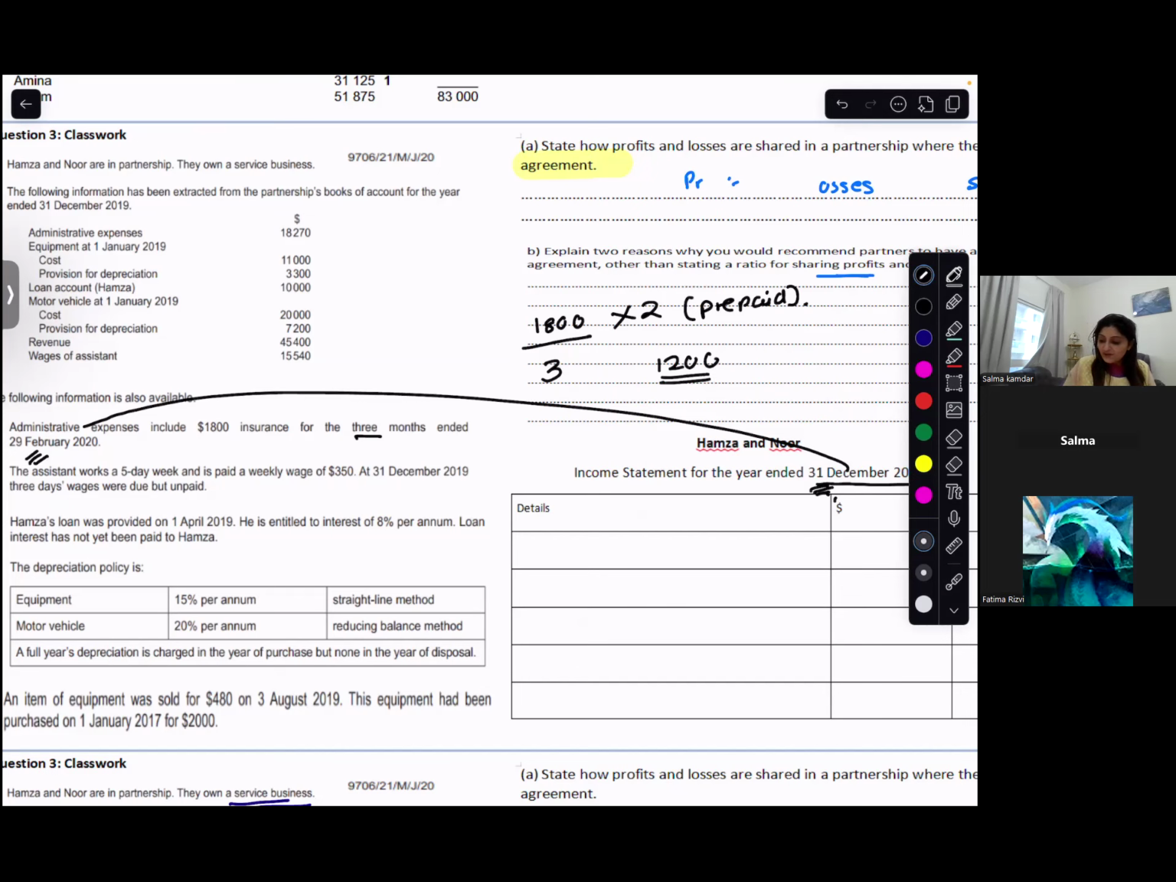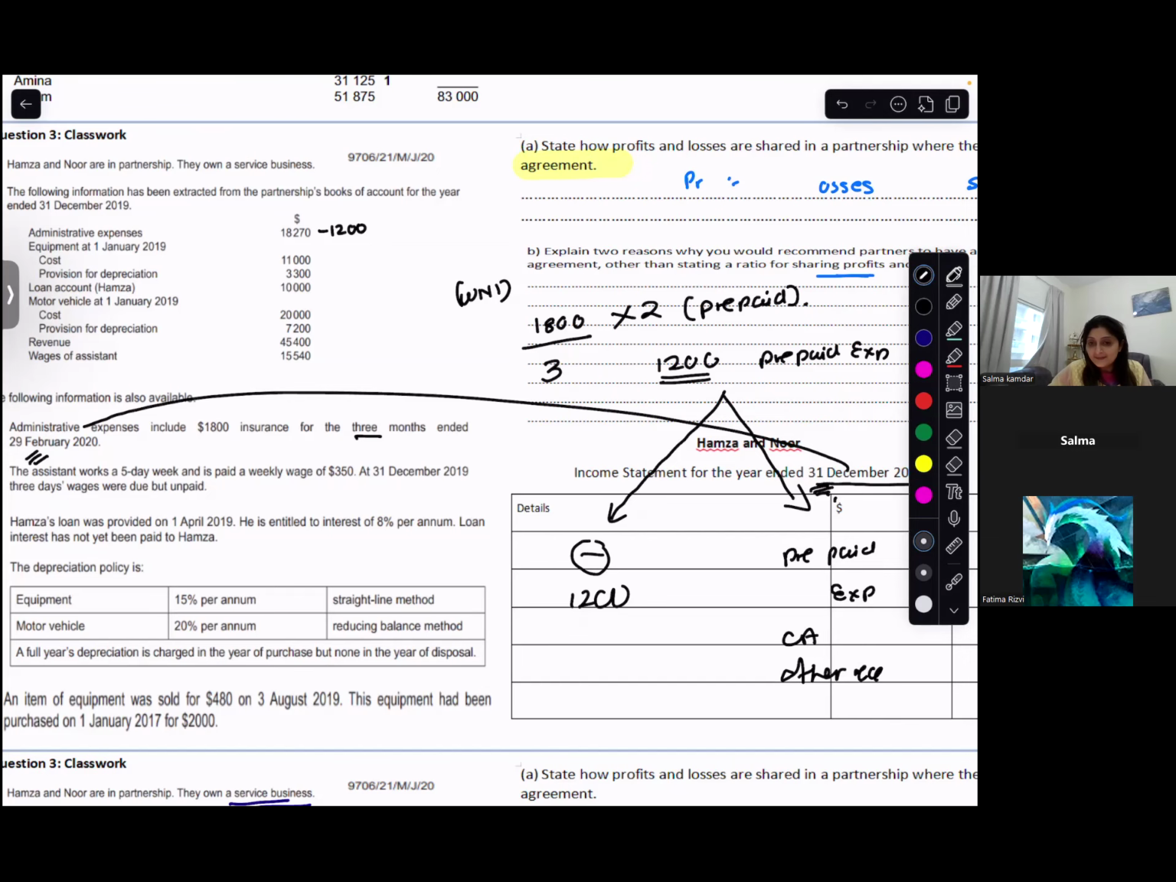What is the effect of a prepaid expense? Any prepaid is always minus, any outstanding is always added. So this 1200 should be minus from administrative expenses because it is prepaid. This would be my working note number one. If I'm making a statement of financial position, prepaid expense is a current asset, other receivables. Just write it.